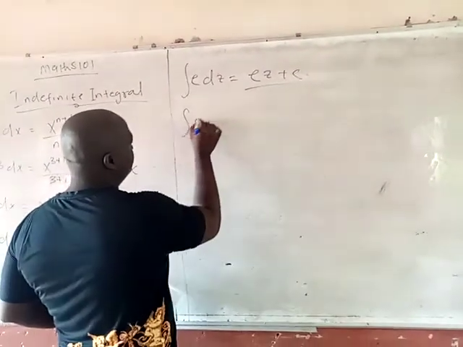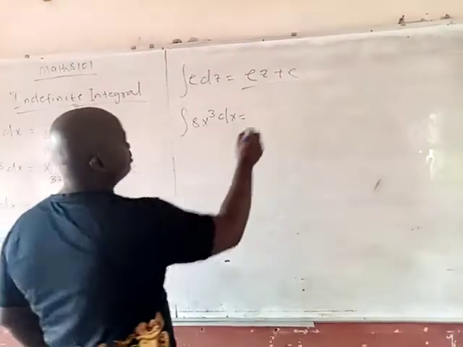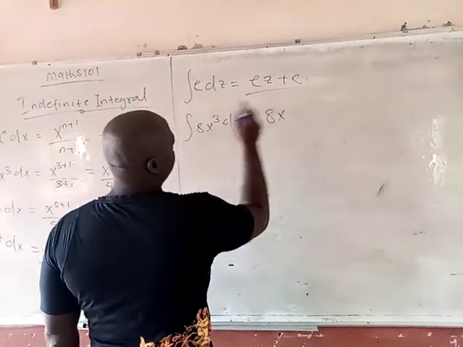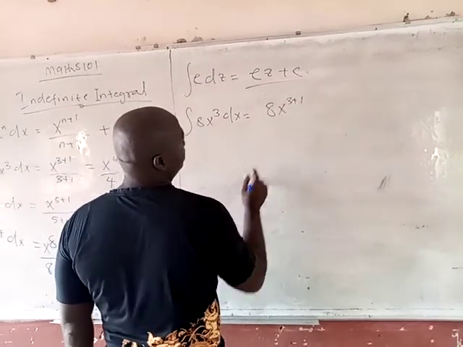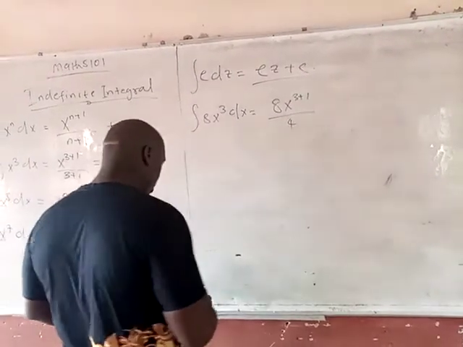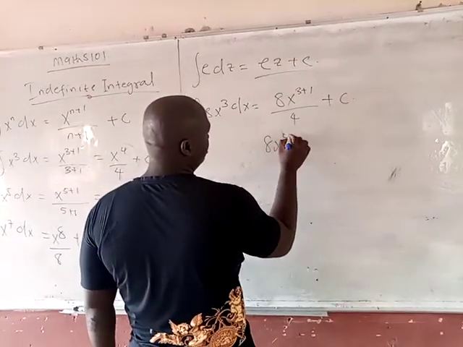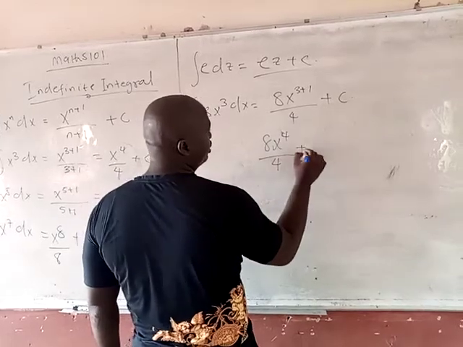So if I give you an integral of, for example, 8x raised to the power of 3 dx, what is going to give you is what? 8x, so this is 3 plus 1, divided by 3 plus 1, which is 4, right? Good. Plus your constant c. So this is 8x raised to the power of 4 divided by 4 plus what? C.